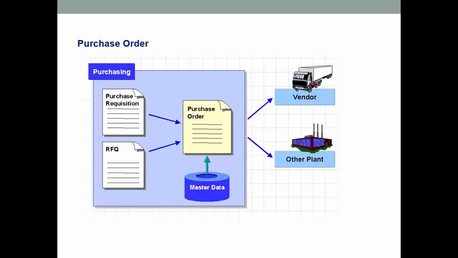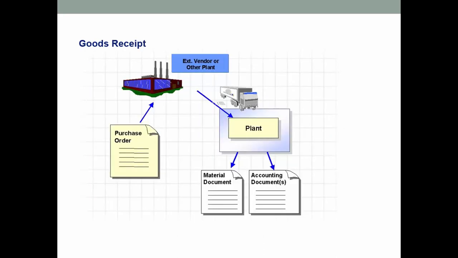The purchase order, you did these last year, so you're familiar with them, but you have your purchase requisition, request for quotation, purchase order, which of course is master data and is a legal and binding document, and it can be forwarded either to a vendor and or another plant for procurement.